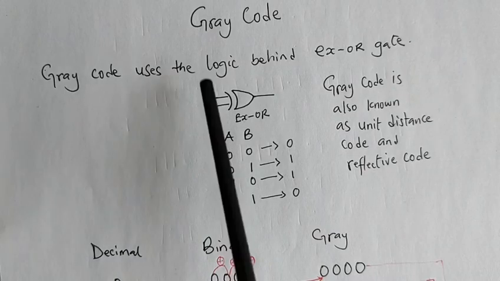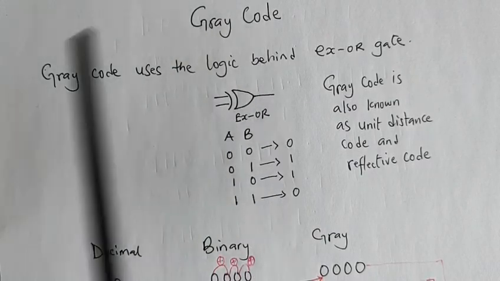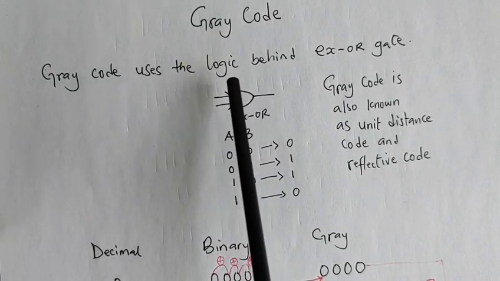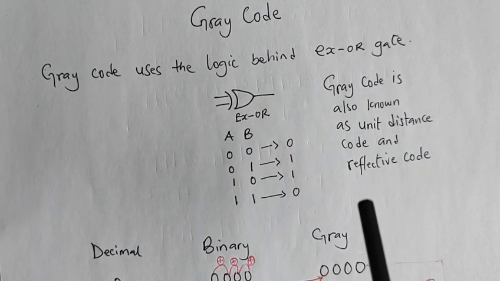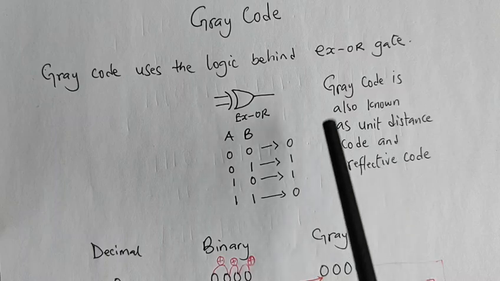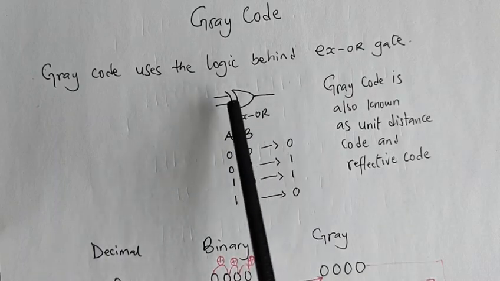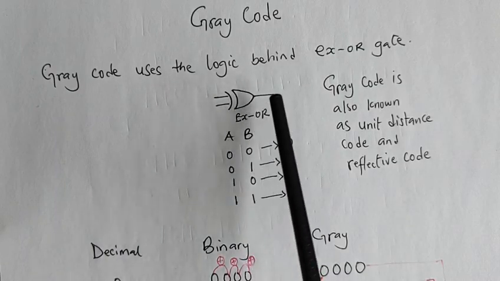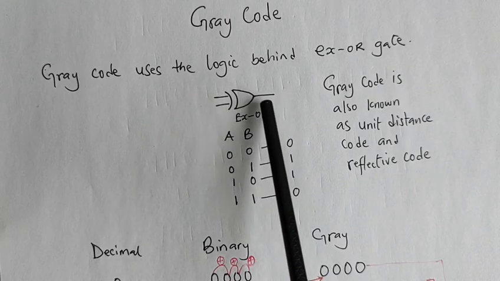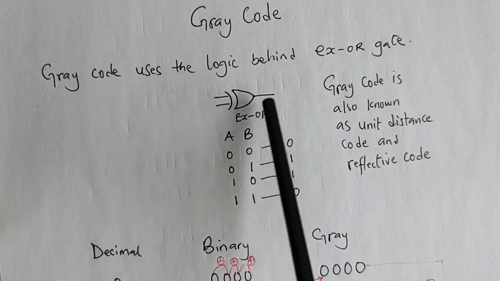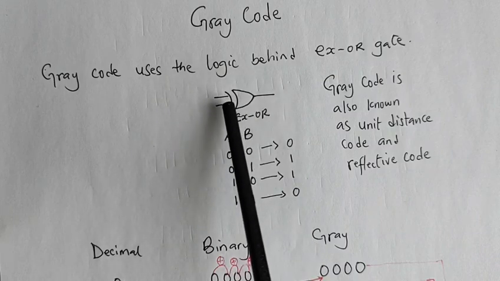In today's video we're going to be looking at gray code. Now gray code uses the logic behind the XOR gate in logic gate operation. Now this is a symbol of how the XOR gate looks like. You have the X and then you have the OR gate combined together. So this is a combination of two logic gates.